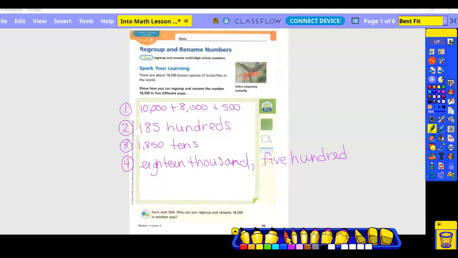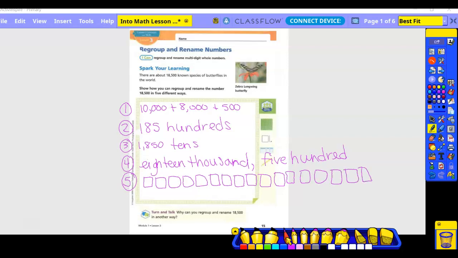Okay, and then can I also use base 10 blocks? Yeah. So if I did that, I'd have to draw 18, 1, 2, 3, 4, 5, 6, 7, 8, 9, 10, 11, 12, 13, 14, 15, 16, 17, 18, right? Yep. And put the letter T in them for thousands. And then how many flats or hundreds would I have to draw? How many hundreds do I have? 500. So I'd have to do 5 flats.